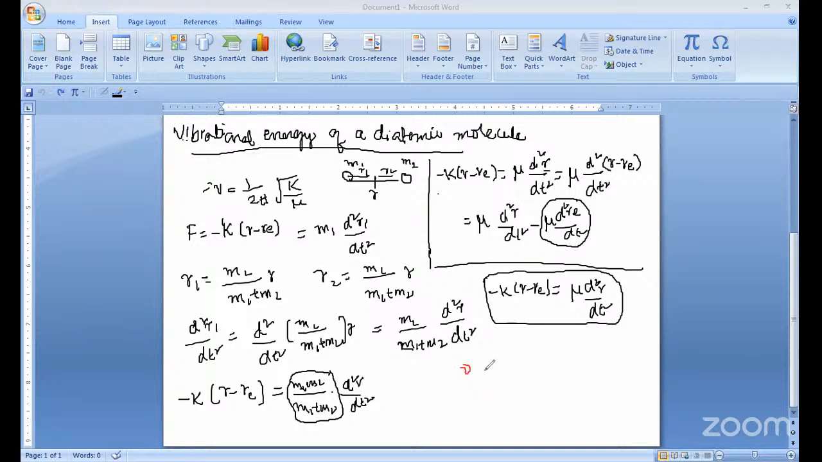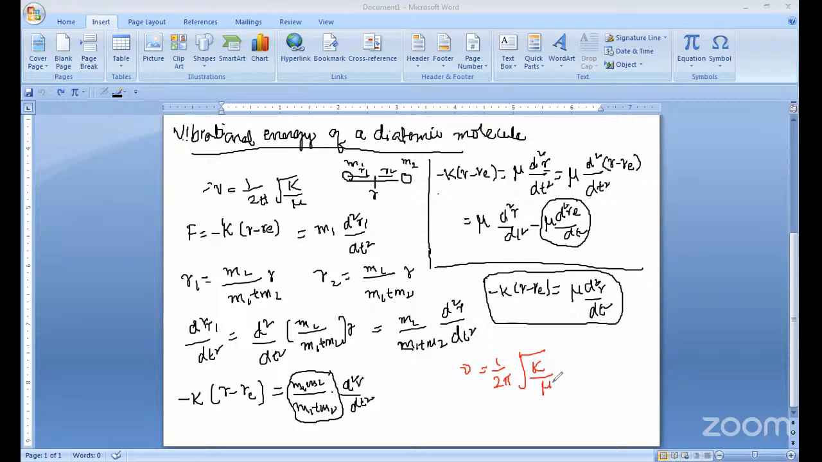Nu is equal to 1 by 2 pi under root of k by mu, where mu, or m, is the reduced mass. Whenever a diatomic molecule is vibrating, it produces a frequency of radiation nu equal to 1 by 2 pi under root of k by mu. So far, whatever we have studied is according to classical mechanics.